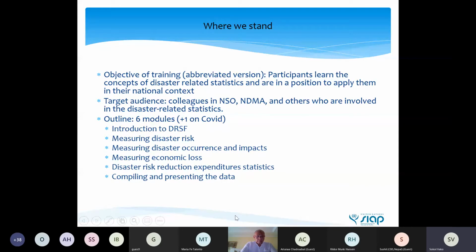There you see the outline of this manual. It very much mirrors the DRSF itself. I'm very happy to note that per what Puji presented, risk reduction expenditures, as well as integration, are very much a part of the training itself as well. So some of the issues that you have already raised are included in the training as we have it. So this is, again, a broad snapshot of where we are.